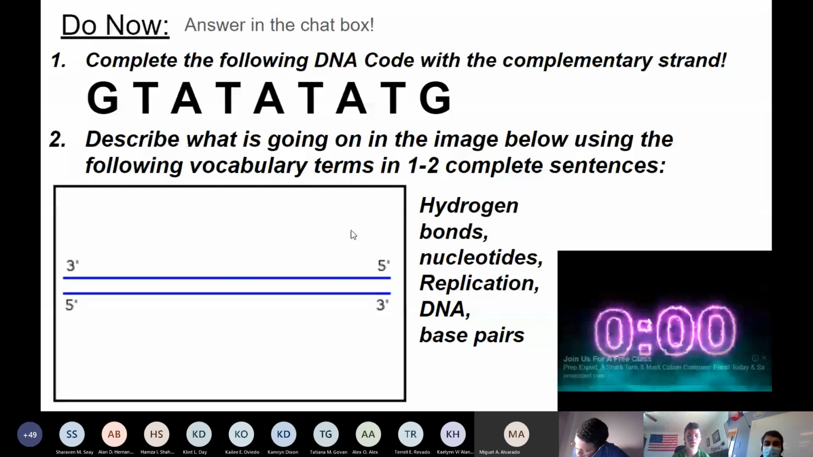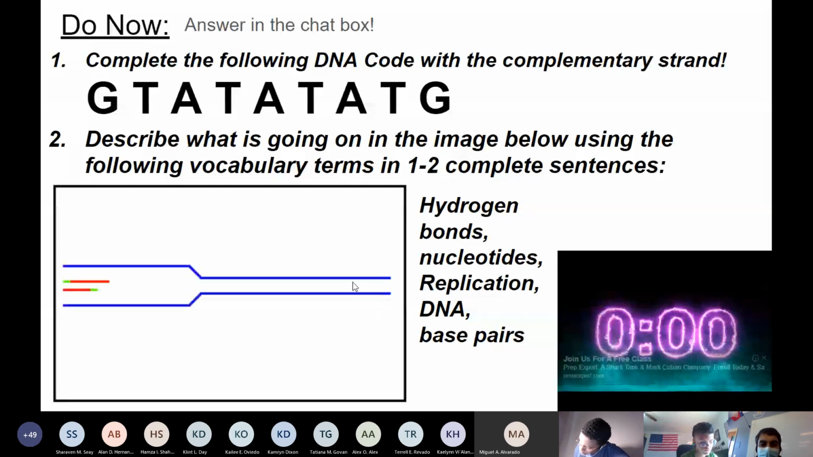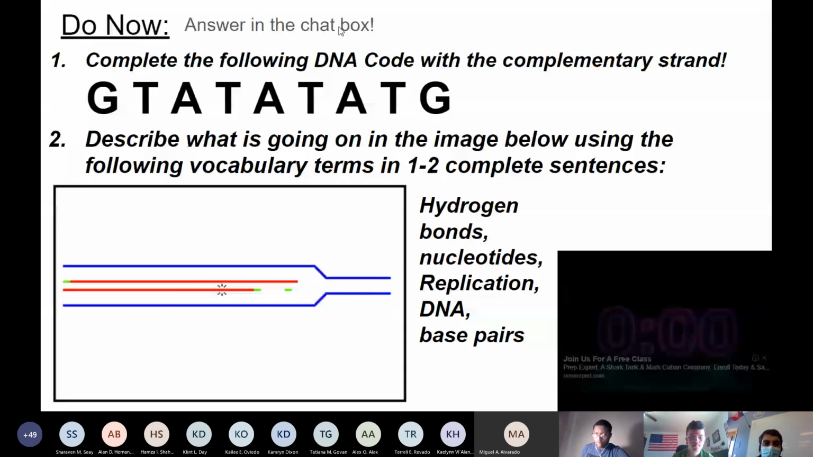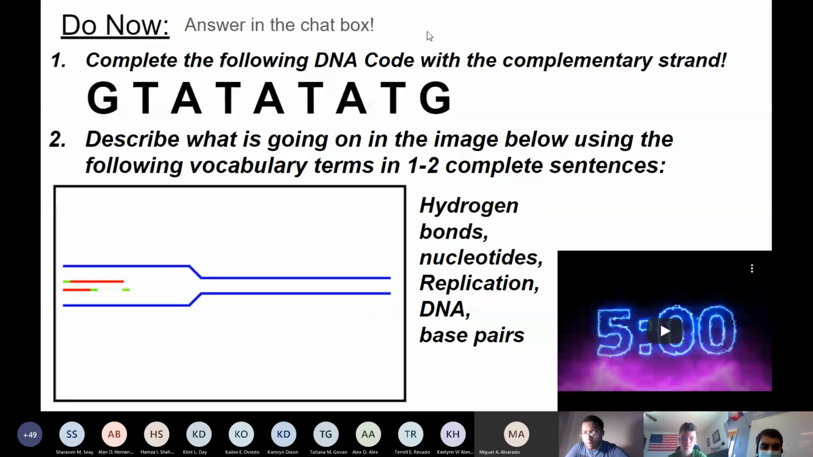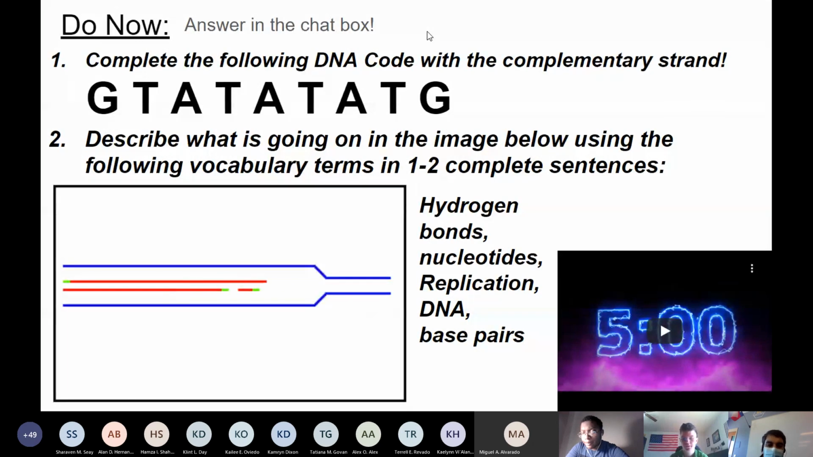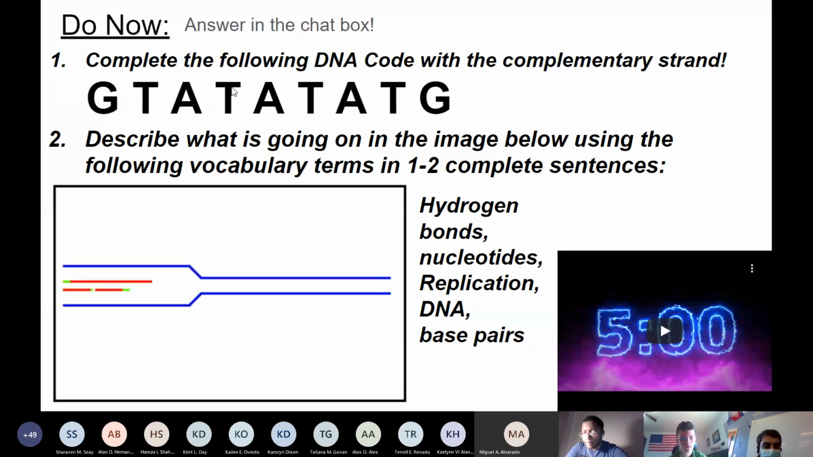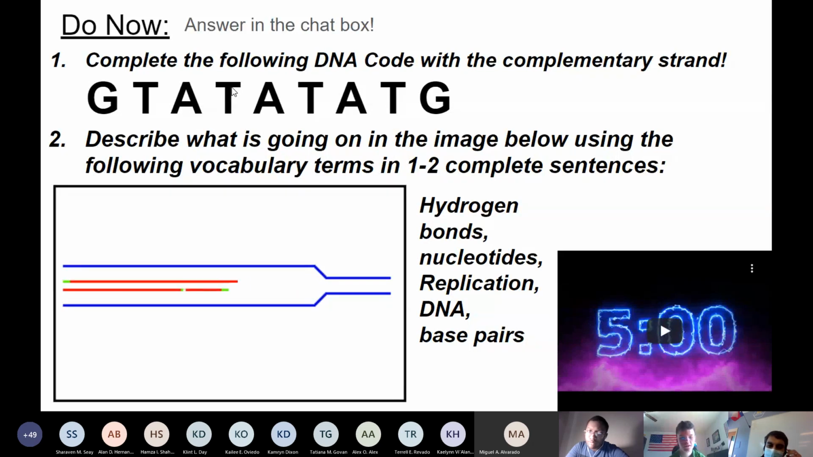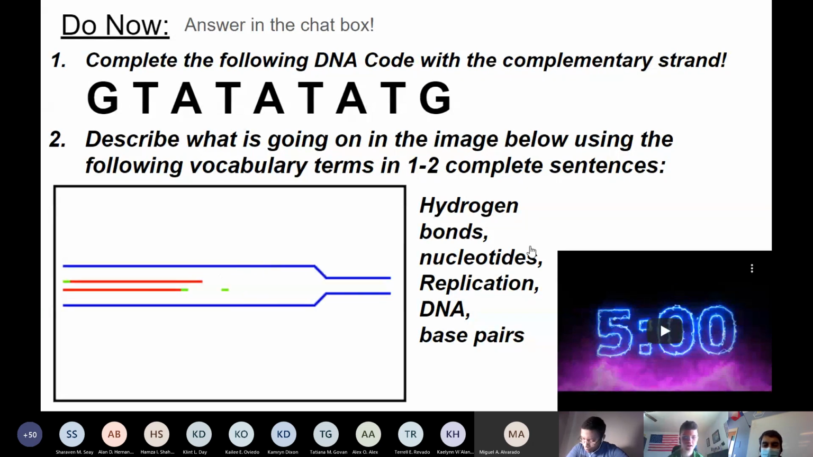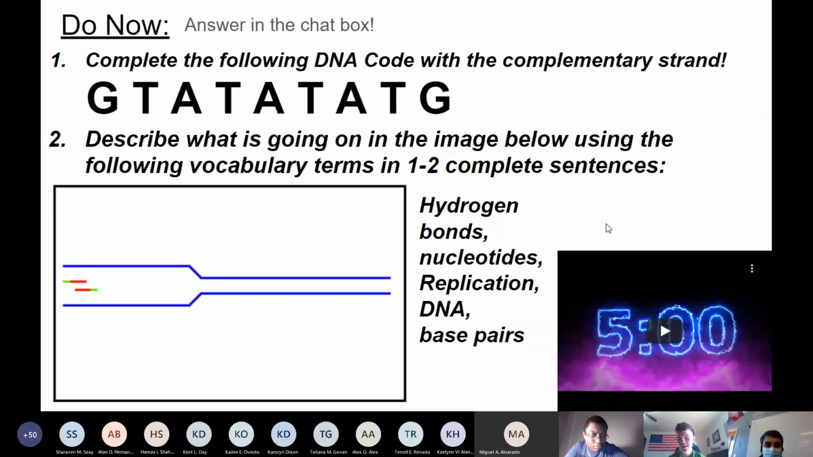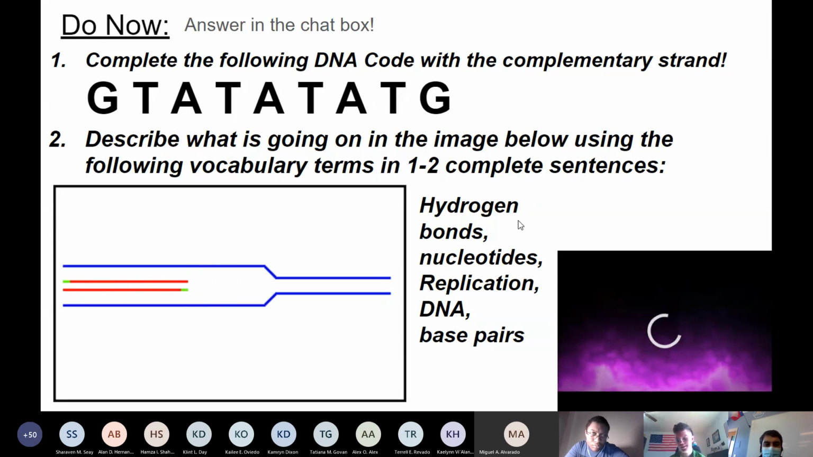Okay, that is time. Thank you, Zaria. Can I get a volunteer to go ahead and read what the complementary strand would be for number 1? I saw a lot of y'all put the right answer in the chat box. Do you want me to just read the question or answer it, or both? Do both. All right. Complete the following DNA code with a complementary strand, and the correct, the opposite strand would be C A T A T A T A C.